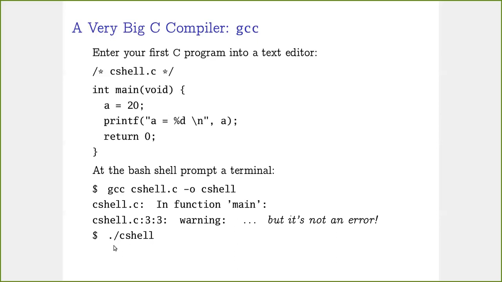And here's how you run the program. You put ./cshell, the name of the executable, the name of the binary image that was created by the compiler up here. The dot means the current directory, and the slash means in. So this is telling the shell, the terminal, to look in the current directory for the program with this name and execute it. And what you see is it will print a equals 20, because it will carry out these instructions, then return, and that's all there is for this video.